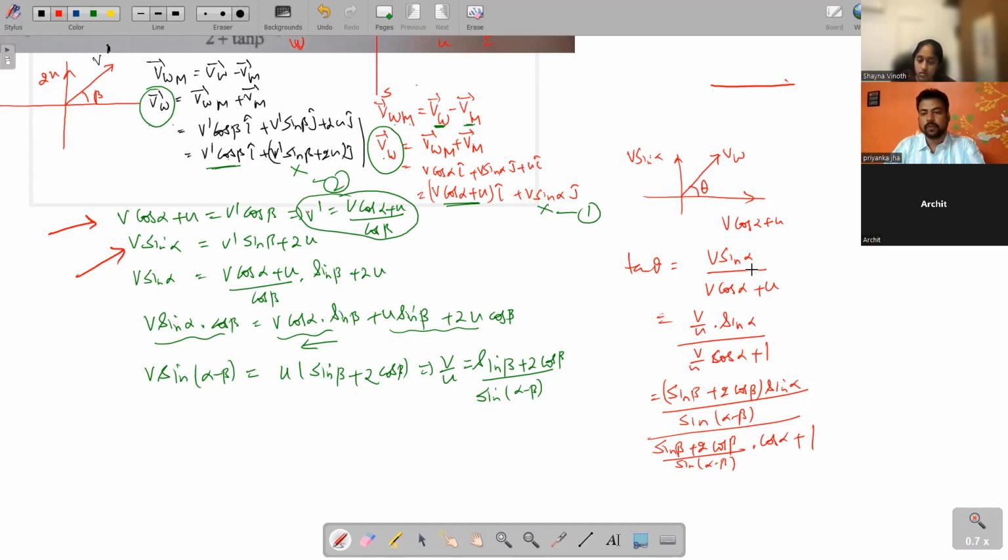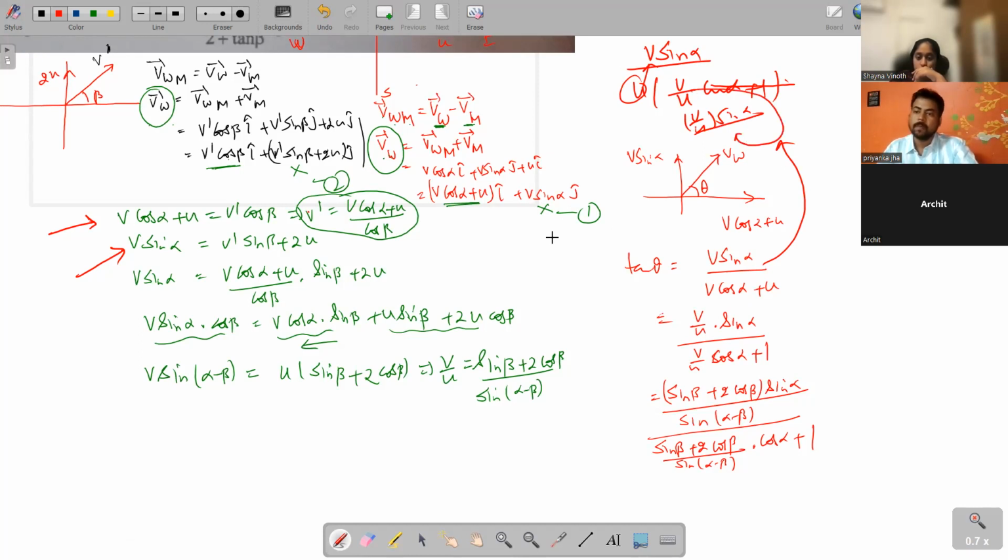See, from here, this is v sin alpha. Take u out, so u will come out. So this will become v by u cos alpha plus 1. If you multiply, you get the same thing. And this u will now go to this, so v by u sin alpha and this will be here. Understood? Okay. No, you don't solve it because this is too lengthy.